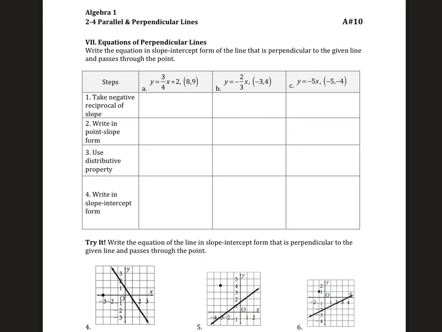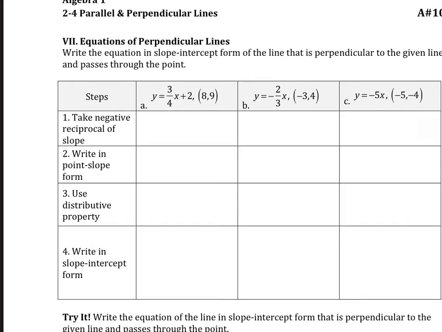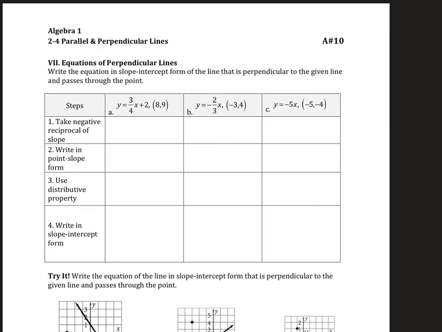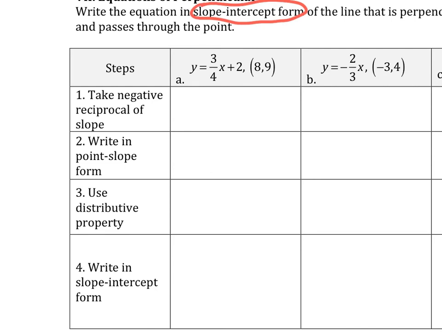Now the final thing we're going to do in this video is we are going to do what we did before with parallel lines, only this time with perpendicular. We're going to write the equation of the line in slope-intercept form, y equals mx plus b, of the line that is perpendicular to the given line and passes through the point. So notice the first thing I can do here is identify the slope that's given to me. So my slope is the opposite and the reciprocal.